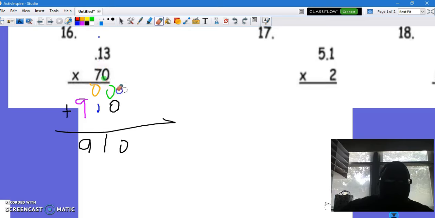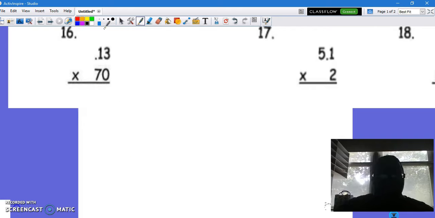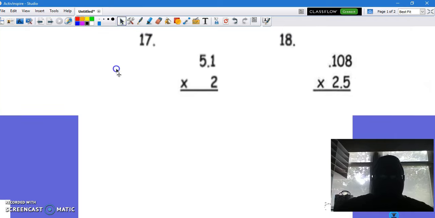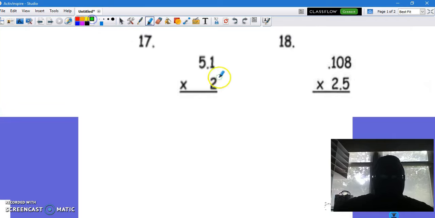How many digits do we see after the decimal? 1, 2. Start at the end if there's no decimal already there, and go to the left 2 places. 1, 2. Your answer is 9.10. So again, 2 places after the decimal, go backwards 2 places. 1, 2. All right, so now let's go to number 17.